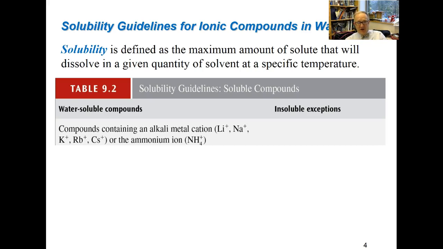First, classification of compounds that are always soluble, no matter what. We're looking at ionic compounds, a metal plus a non-metal, or a polyatomic ion that's in there. So compounds that contain an alkali metal, those are our group 1As: lithium, sodium, potassium, rubidium, cesium, or the ammonium ion. If that's in a compound, it's going to be soluble. Those ions are always soluble.